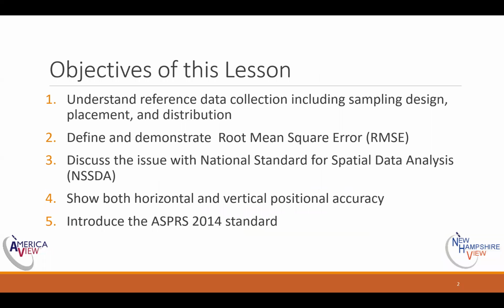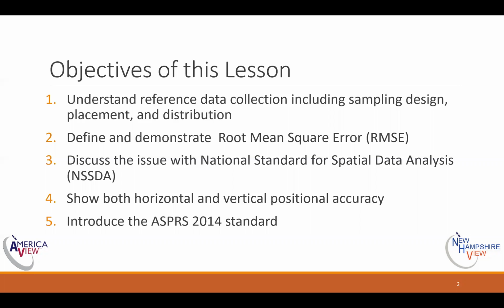So the objectives of the lesson are as follows. There are 5 of them. 1, to understand reference data collection, including the sample design, placement, and distribution. Make sure that we define and demonstrate what root mean square error is. Discuss the issues that come along with the National Standard for Spatial Data Accuracy, NSSDA. You'll see how important that is. And then we'll give some examples showing both horizontal and vertical positional accuracy assessment.